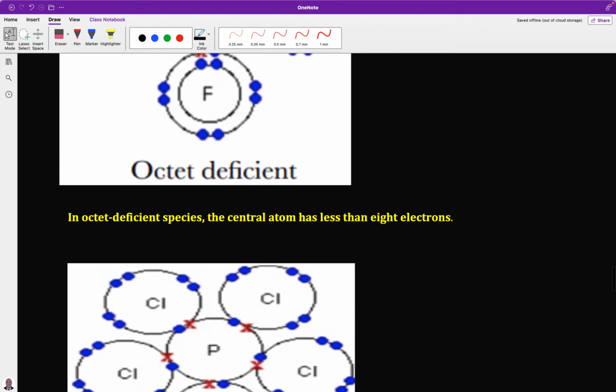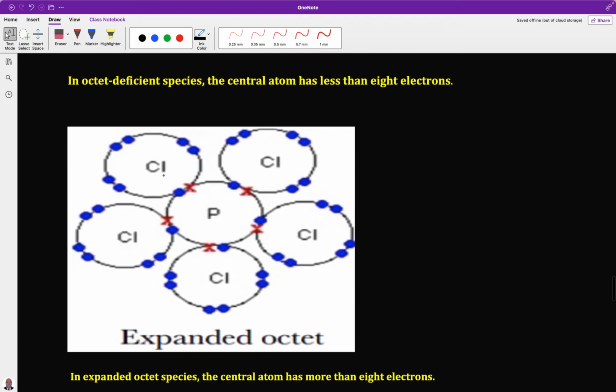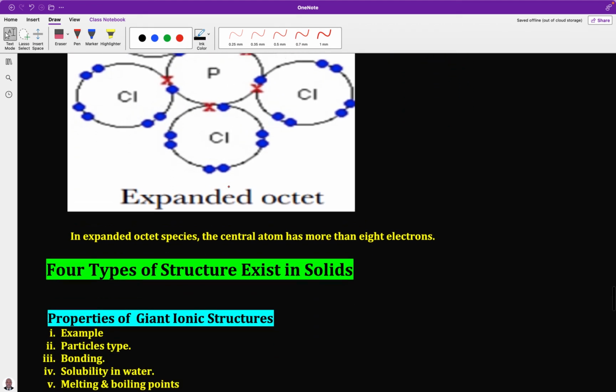Those are exceptions. Then there's another exception, we call it expanded octet. That is, the central atom has more than 8 electrons. In this case, it is phosphorus pentachloride. Phosphorus, the central atom, has 1, 2, 3, 4, 5, 6, 7, 8, 9, 10. These are the only exceptions.